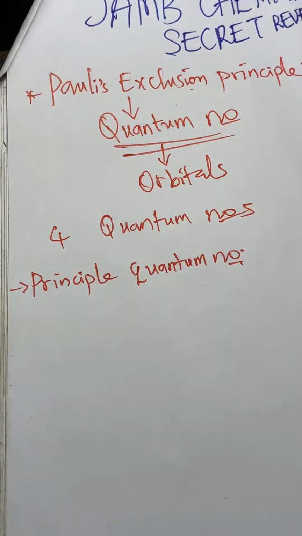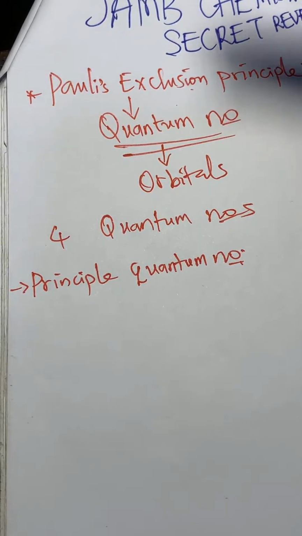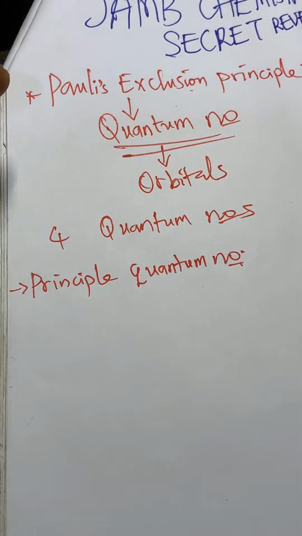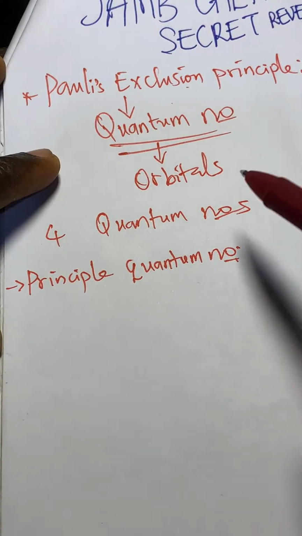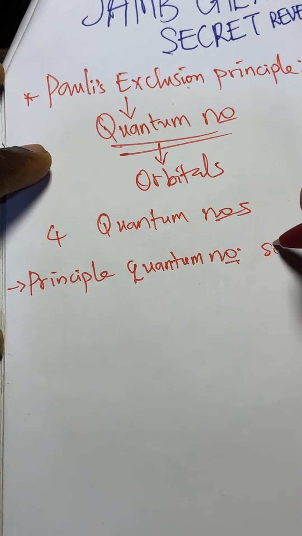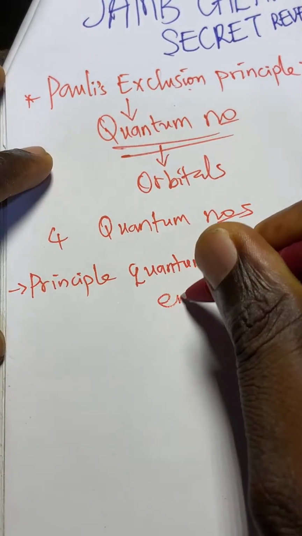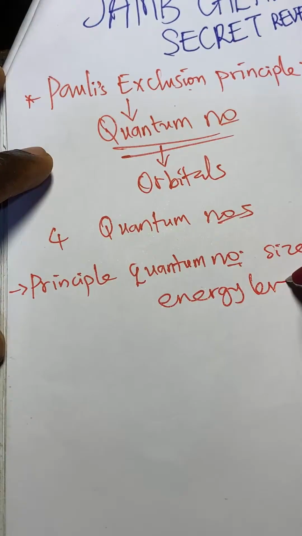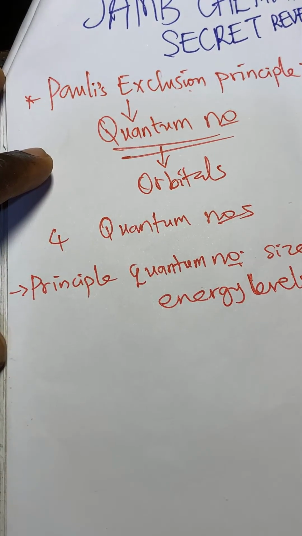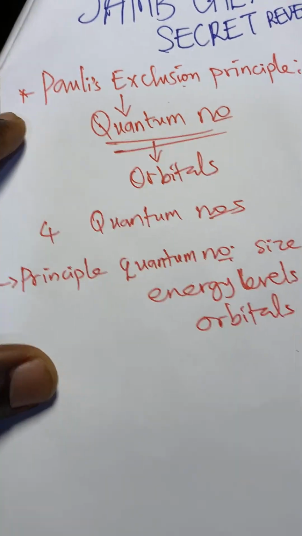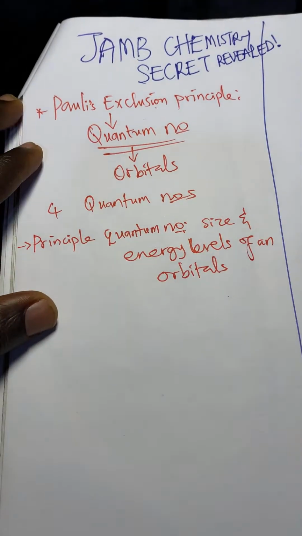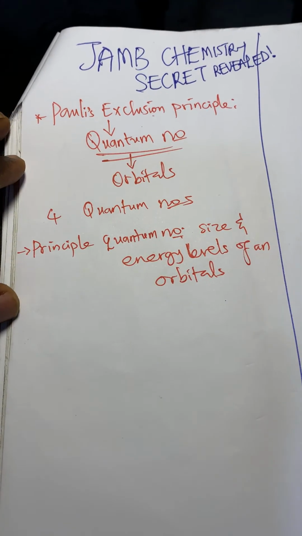Please, if you are together with me in this media space, do well to keep sending reactions to the video. We are going to spend a little time teaching, then we dedicate the rest of the time to solving questions. Now, the principal quantum number determines the size and energy levels of an orbital. That is the work of the principal quantum number.